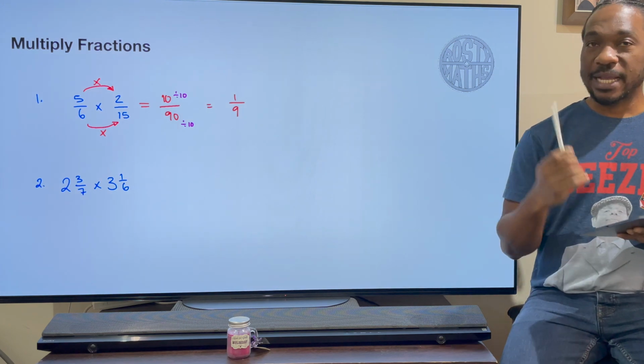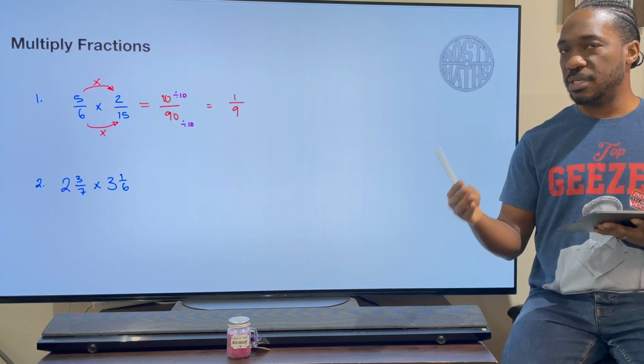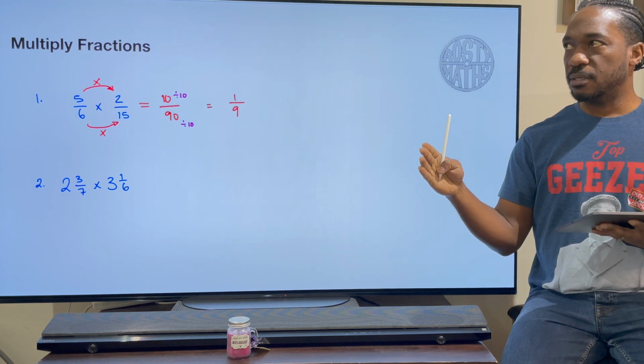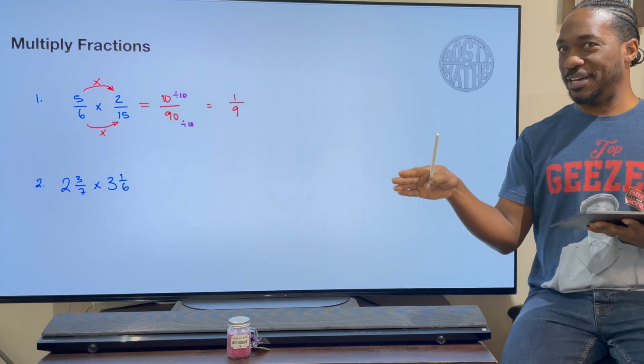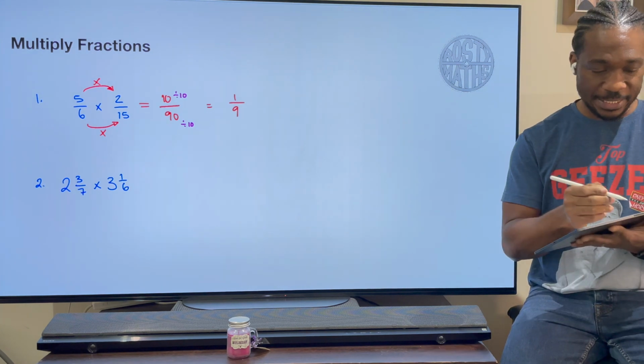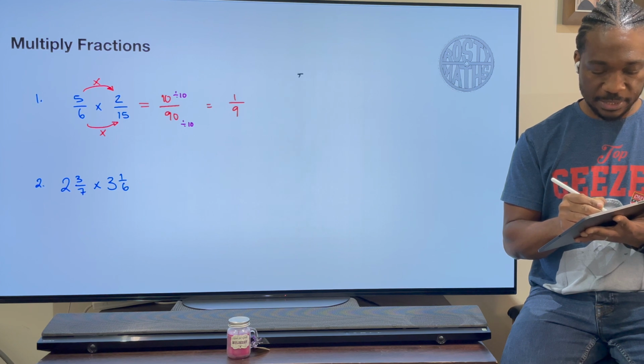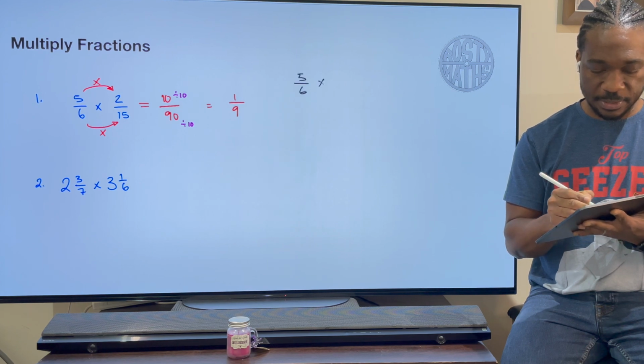Now, the second method I will show you gets you to the simplest answer straight away. Let's have a look and see what that is. So I'm going to change color here and I'm going to rewrite the question. So that's 5/6, and we're timesing that by 2/15.